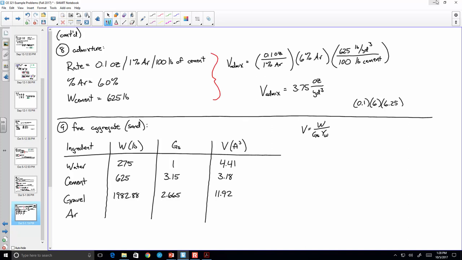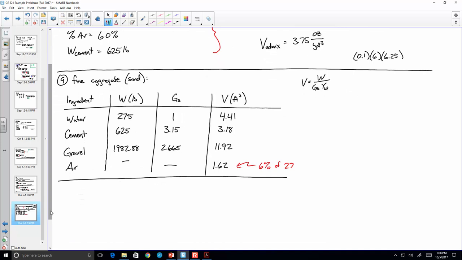Say it again. 1.62. So all I did here is just 6% of 27. That's it. We don't need anything here or here. Sound good? Okay. Sum up these volumes. Tell me how much volume that is. 21.13. Do I have a second on that?